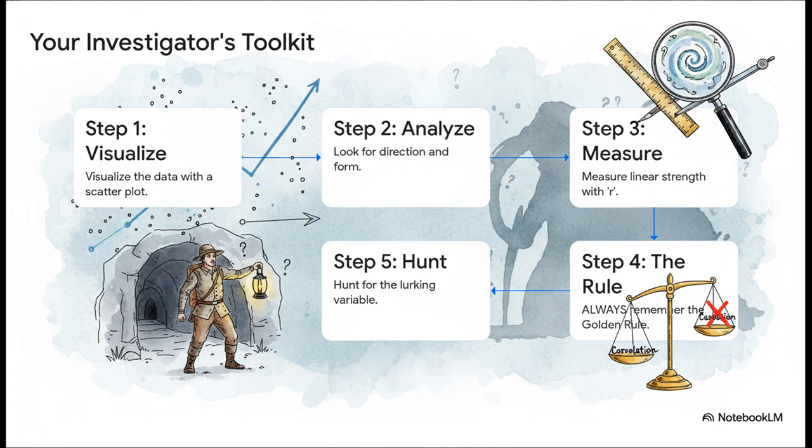Step 2, check the scene for direction and form. Step 3, get a hard number. Measure that linear strength with R. And the last 2, the big ones. Step 4, always remember the golden rule. And step 5, go on the hunt for that sneaky, lurking variable.